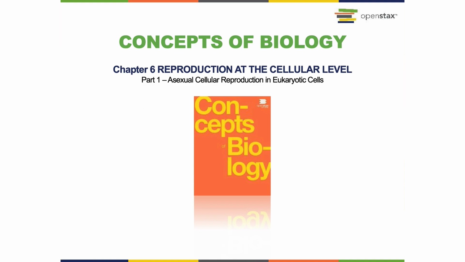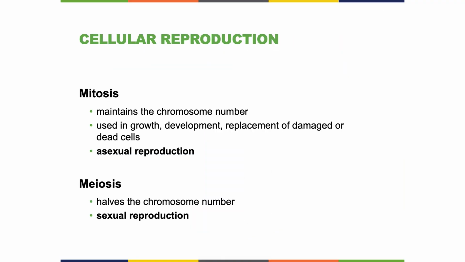All right, welcome to part one of chapter 6, where we're going to look at reproduction at the cellular level. In this part, we'll look at asexual cellular reproduction in general, and then specifically how it occurs in eukaryotic cells like yours. There's two types of cellular reproduction, and chapter 6 focuses on mitosis or binary fission in prokaryotic cells.